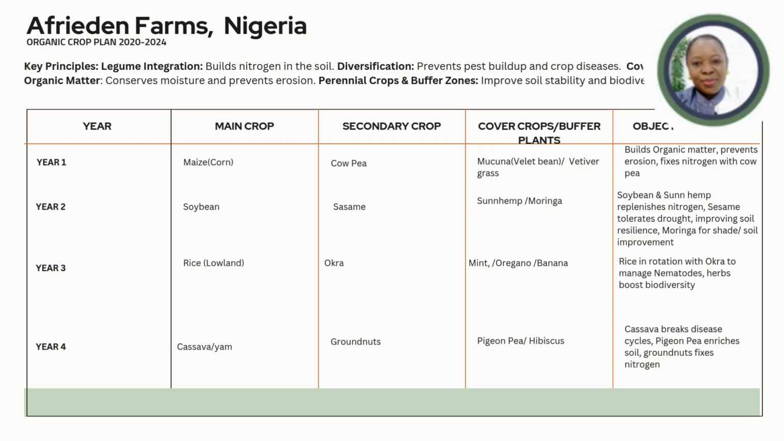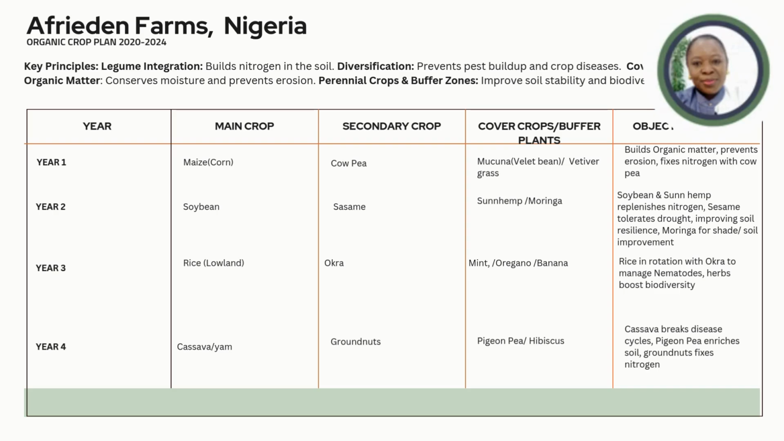Then in the third year, we're going to plant rice in the lowlands as our main crop, okra as our secondary crop, mint or oregano or banana around our buffer zones. And the objective of doing that is that rice in rotation with okra is to be able to help us manage nematodes. Herbs boost biodiversity on the farm.